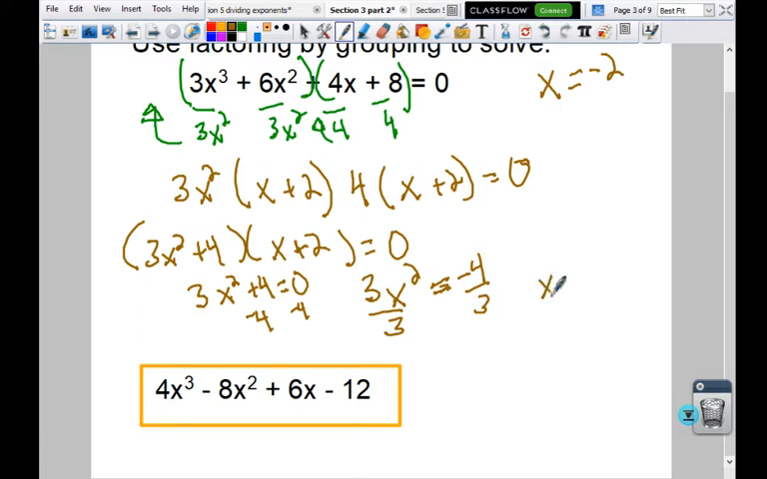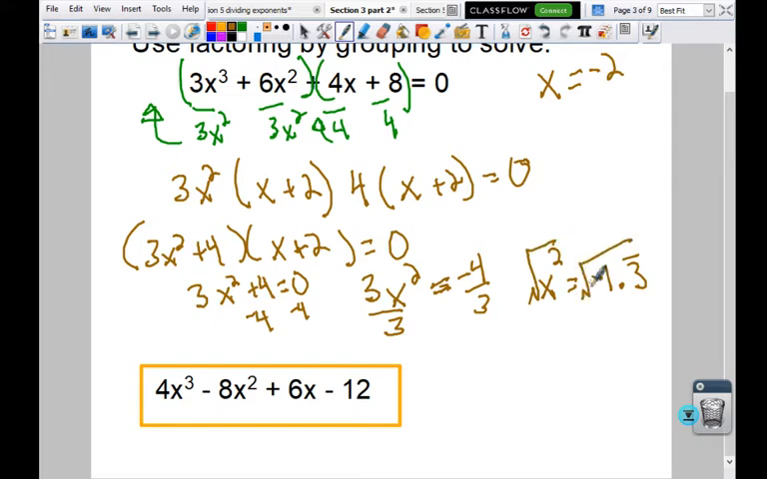And we're going to get x squared equals negative 4 over 3, which is negative 1.3 repeated. You can plug that into Desmos. I believe that's what you keep. Okay, now that we're down to just the squared, now we can square root it.